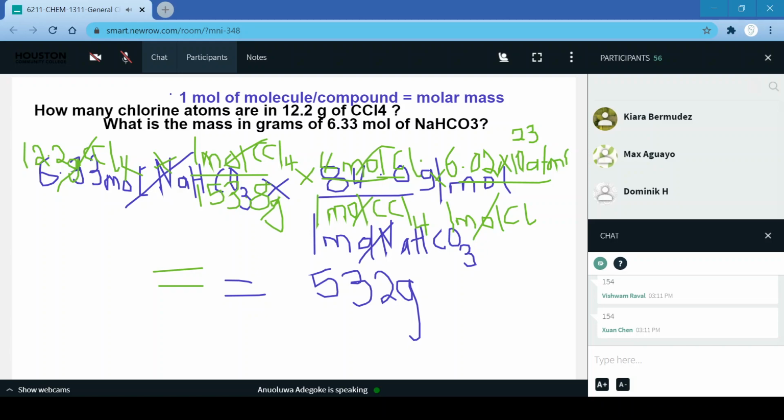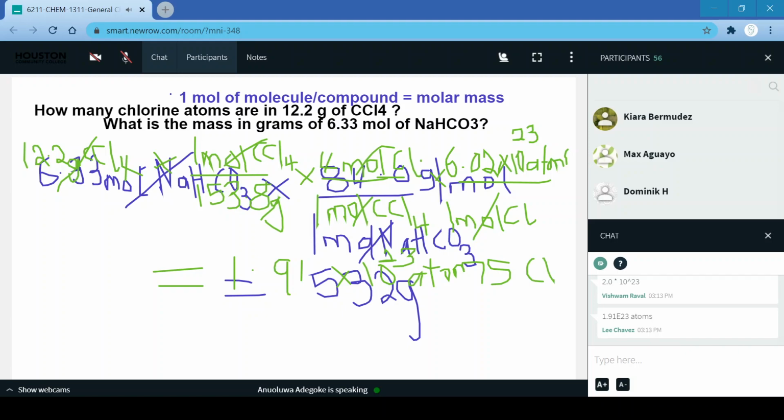So what would be the final answer for that? All right, very good. So that's just going to be 1.91 times 10 to the 23 atoms of chlorine.